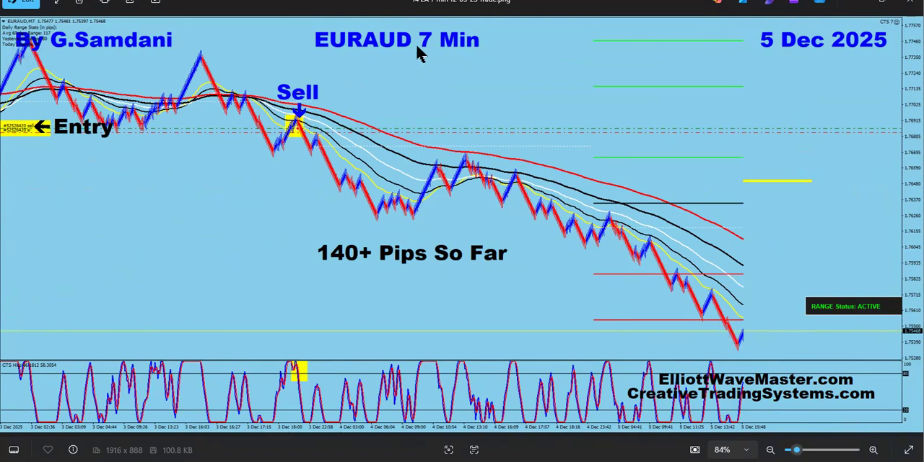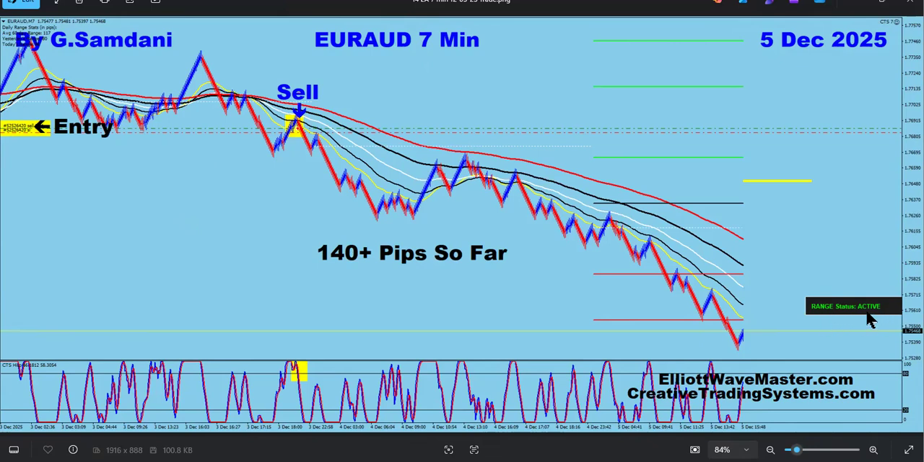So SL on a 7-minute chart is only 15 pip. Fixed SL on my 20-minute chart is always a fixed 20 pip. So if I'm wrong, either I lose 15 pip or 20 pip, or sorry, 25 pip. And if I'm right, then I go for this range thingy, right?